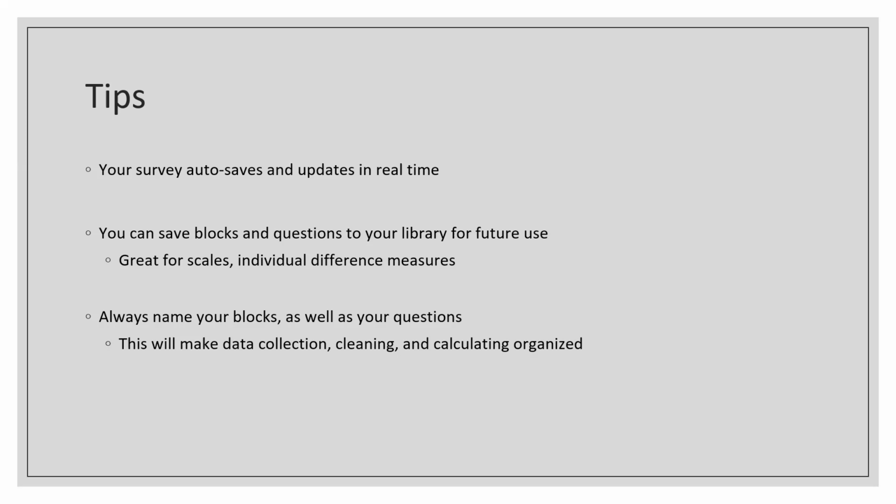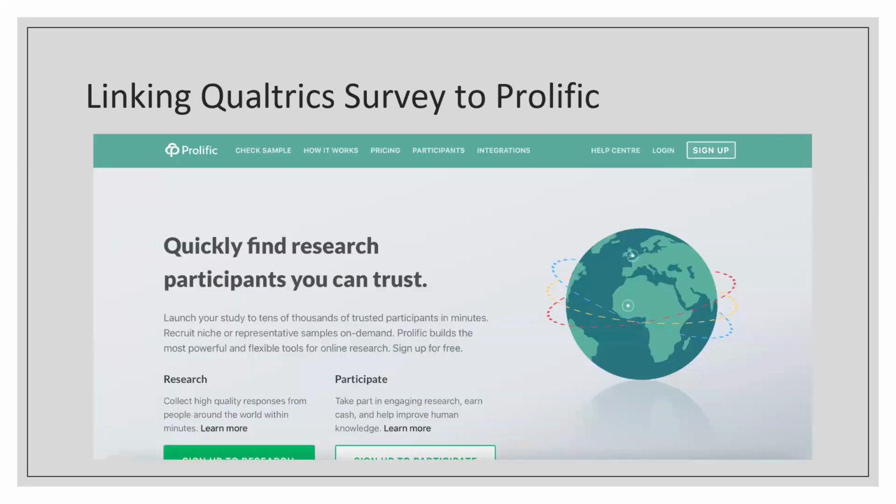You can save blocks and questions to your library for future use. This is great for scales or individual difference measures that you're going to use over and over again, because you're not going to want to copy and paste those every single time. And always name your blocks as well as your questions, because this will make data collection and cleaning a lot easier. So now I'm going to switch over to Kaylin, who's going to go over linking Qualtrics surveys to Prolific.